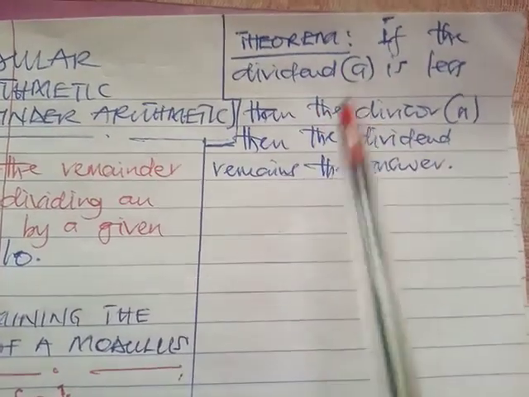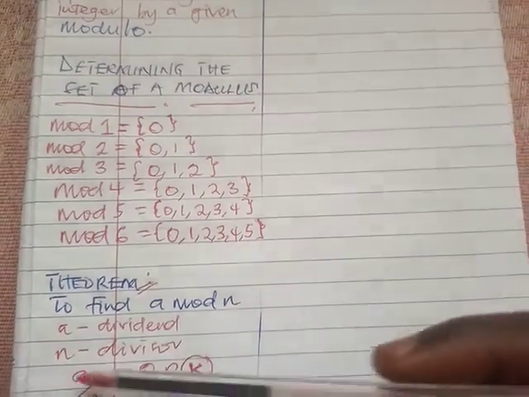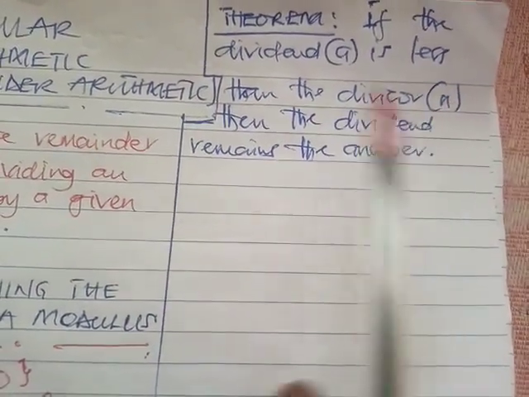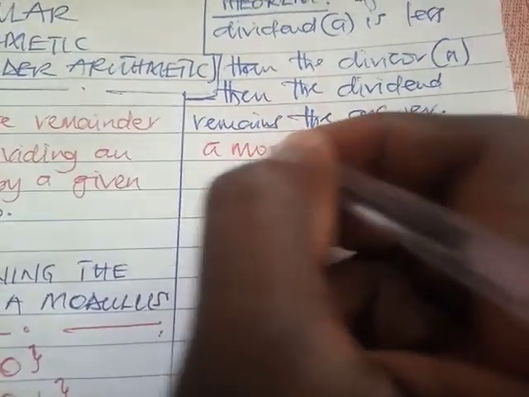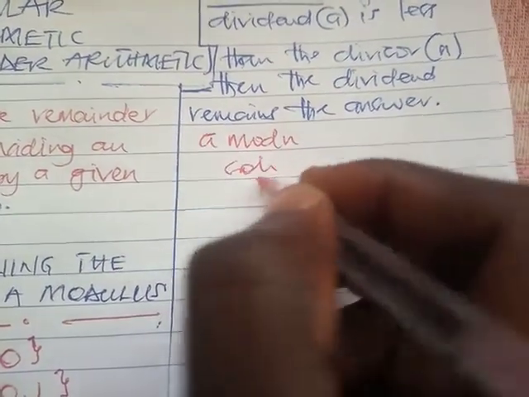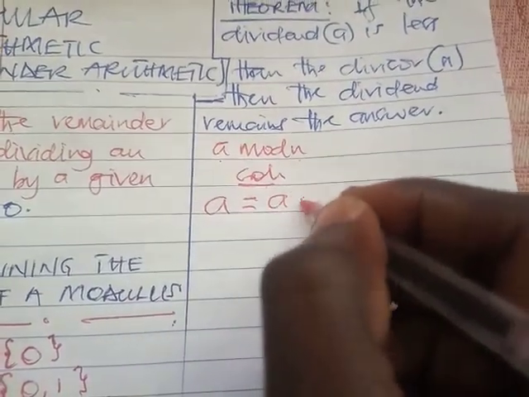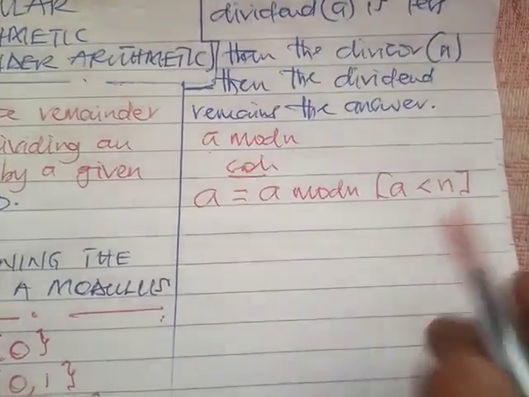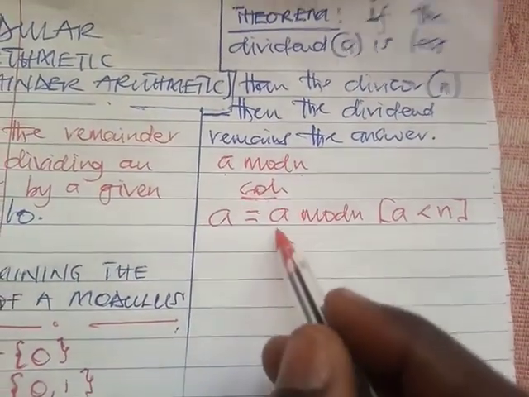Now the next theorem we are going to consider is that if the dividend a is less than the divisor n, then the dividend remains the answer. So we are trying to say that if we are given a mod n, and a is less than n, then the answer to this problem is the same as a mod n. So if you have any case like that where this value is less than this value, then the answer to the problem is still a.